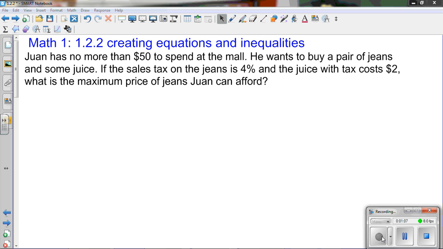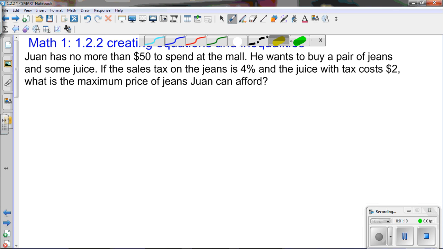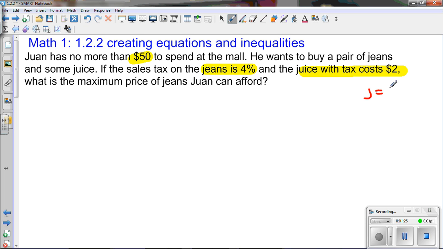Okay, so let's highlight a couple elements here that are key. The juice is $2, jeans tax is 4%, and it is at most 50 bucks. So let's first define what our variable is. I'm going to call J the price of jeans. And that's what we're shooting for. Now let's think about this. The inequality says we have at most $50. So you can spend all $50 or less than. So it has to be less than or equal to $50.